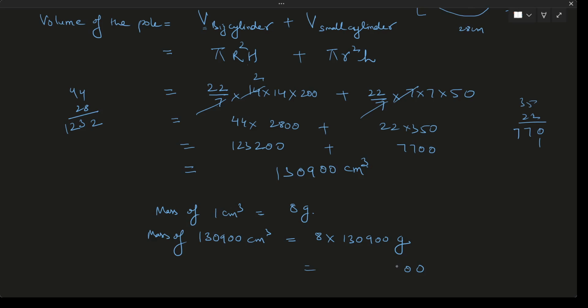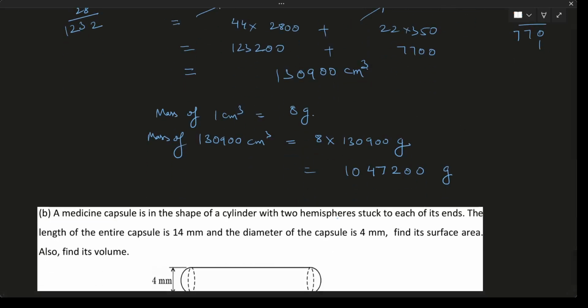0, 0. 8 9s are 72. 7 comes here. 8 3s are 24. 2 carry over. 8 1s are 8 plus 2. This many grams. We can convert it into kg also if you want by dividing it by 1000 only. So it will be 1047.2 kg. So that's our final answer.